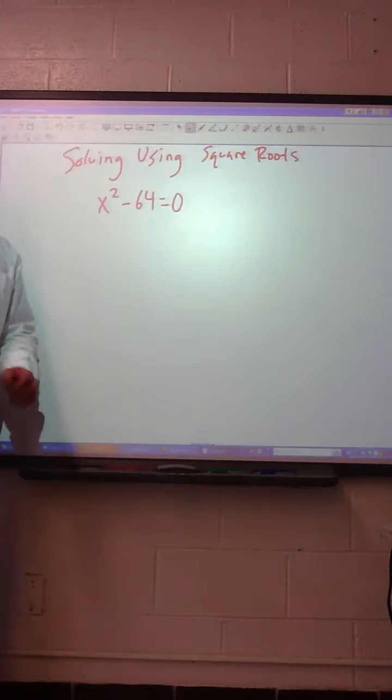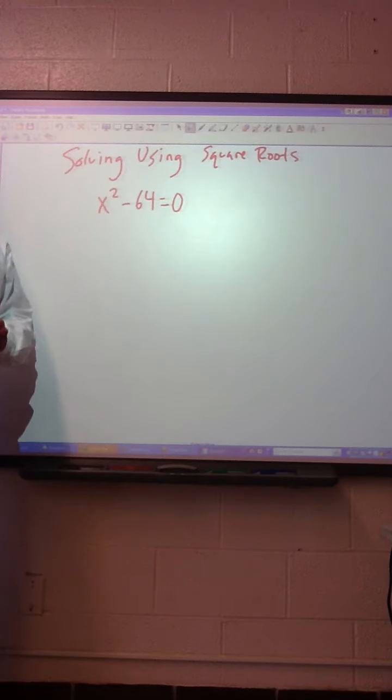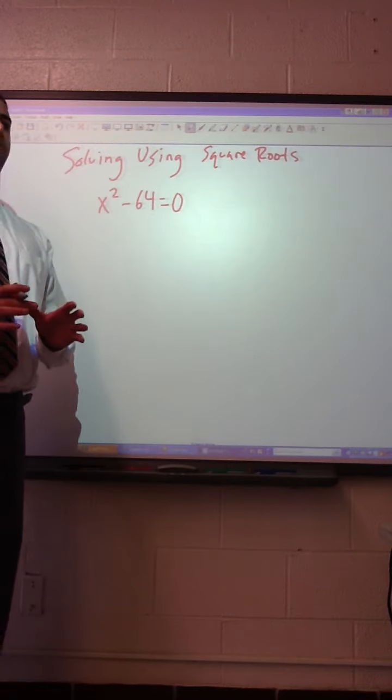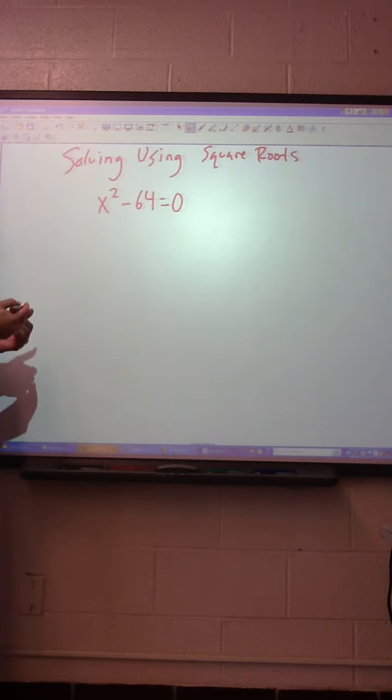Hey everyone, this is a review as requested for solving using square roots. So we're going to start with some basic examples and move to some more difficult ones as we go through. We're going to start with kind of the most basic, x squared minus 64 equals 0.